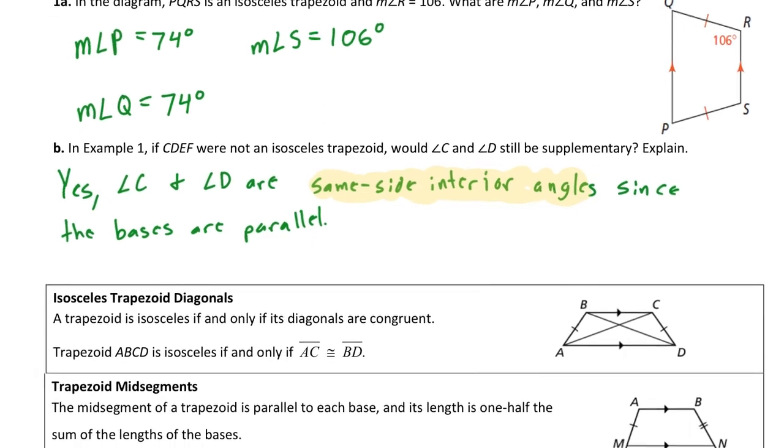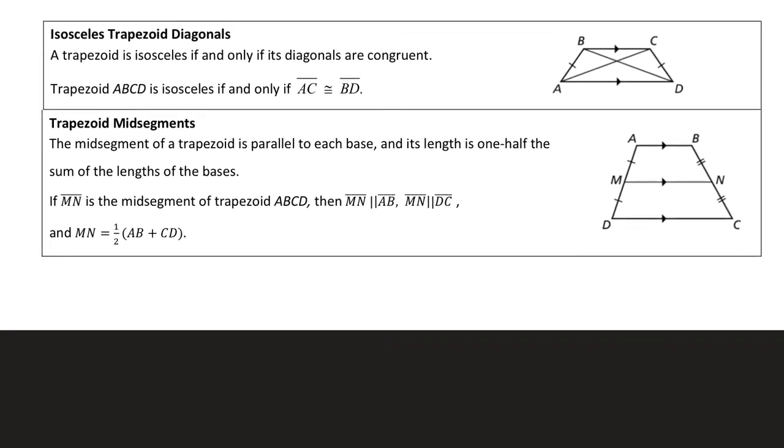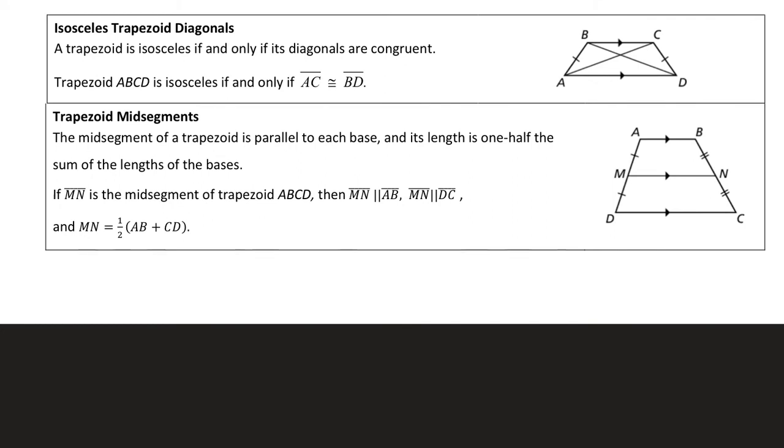So we're going to talk about a few more properties of isosceles trapezoids. One bigger one is a trapezoid is isosceles only if its diagonals are congruent. We've talked about diagonals being congruent before, but that's just saying if this trapezoid is isosceles, BD and AC are congruent because they are the diagonals of that isosceles trapezoid. And then the mid-segment of a trapezoid. I want you to remember the term mid-segment. It is parallel to each base, and its length is 1/2 the sum of the lengths of the bases.